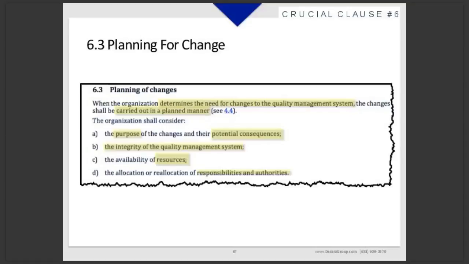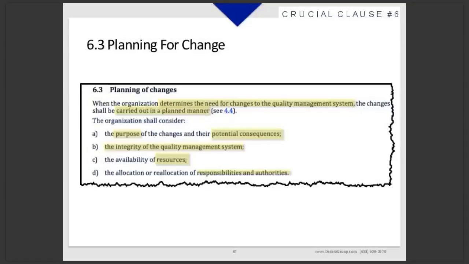Okay, a couple key words here. First of all, planned manner. It doesn't say it, but it hints at documentation. Records that you planned, or a template for how are we going to plan, right? That hints at documentation. It doesn't say it has to be documented. Auditors are going to look for it, and your business will be better off if you do it. Shall consider: that's another cousin of documentation.